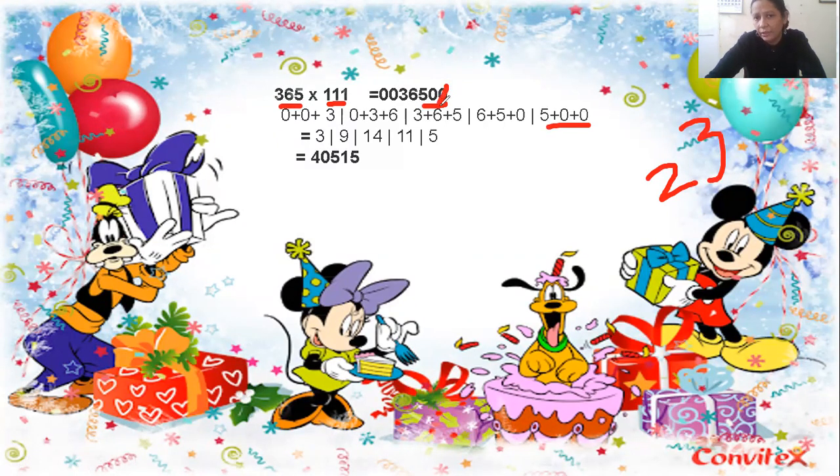Ignore this. Now you have to take the next 3 terms. What are the next 3 terms? Put a slash. You see 6, 5, 0 are the next 3 terms. So I have written here 6 plus 5 plus 0. Now you have done with this, ignore this 0 also. What are the next 3 terms? This 365 is the next 3 terms. So I have written here 3 plus 6 plus 5.